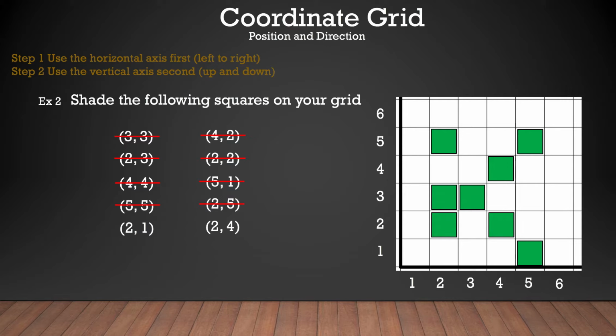Now finally, we have 2 left: 2, 1. Move over 2, and since we're in the first square already, you can just go up 1, so we're staying where we are because that's the first square. Color it in, and now we finally have 2, 4. So go over 2 squares and go up 4 squares and then color it in. And then as you can see, we're done with it.